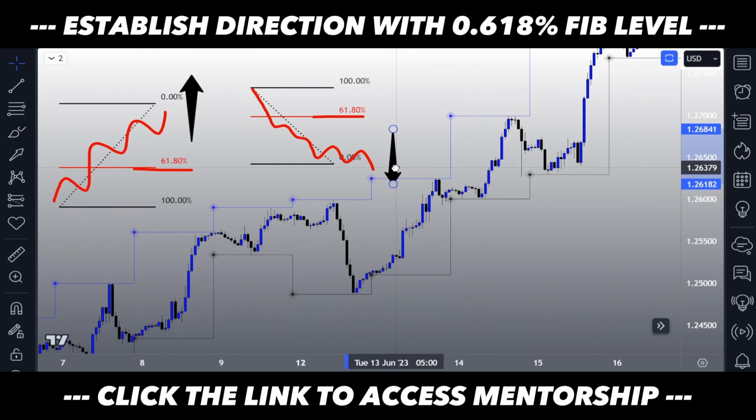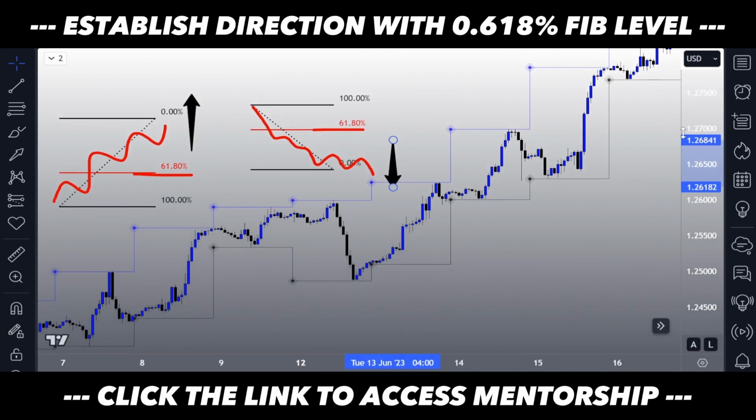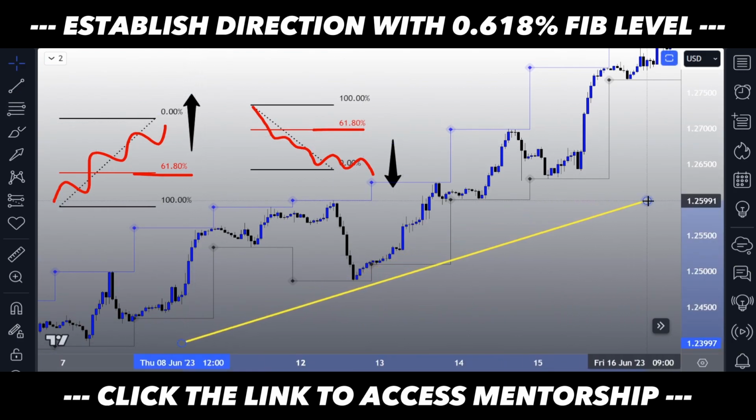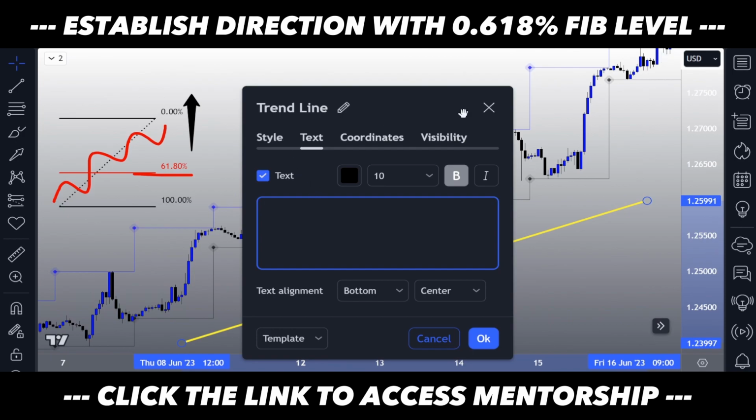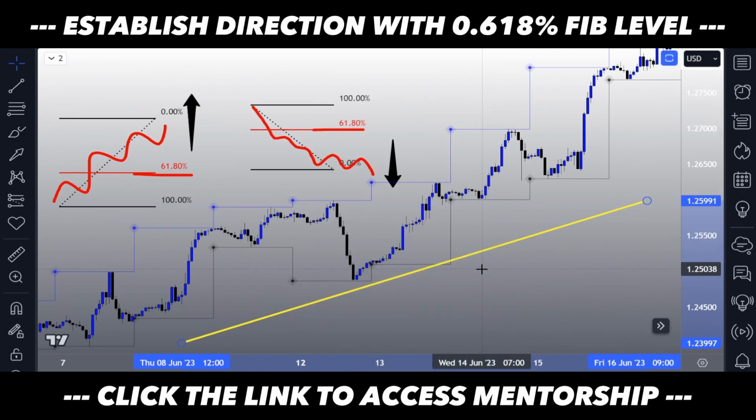Now, there are days where the retracements are deeper than the 61.8%. I understand that, but generally speaking, if you have an upwards trend, price is going to close above the 61.8% and in a bearish trend below. So let's just see how that works in practice.